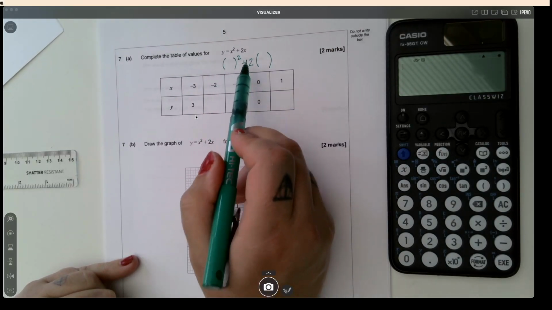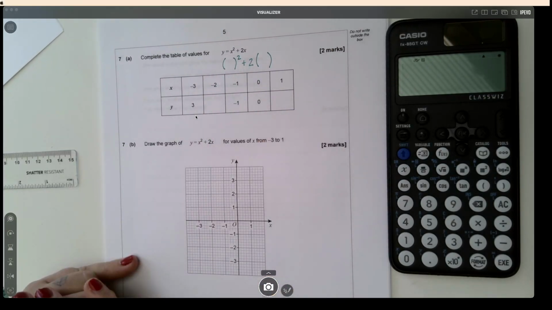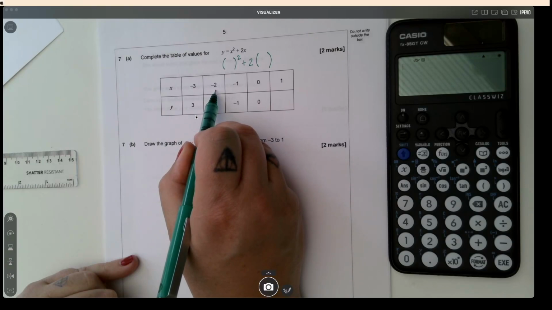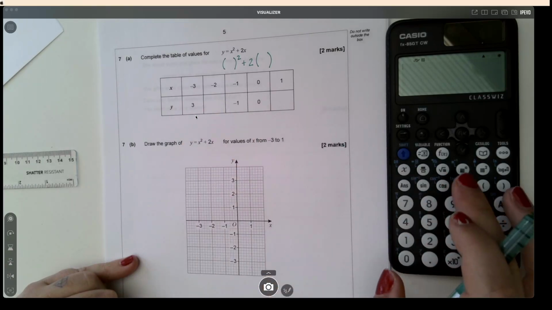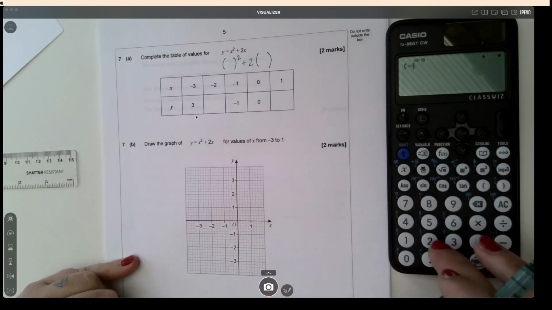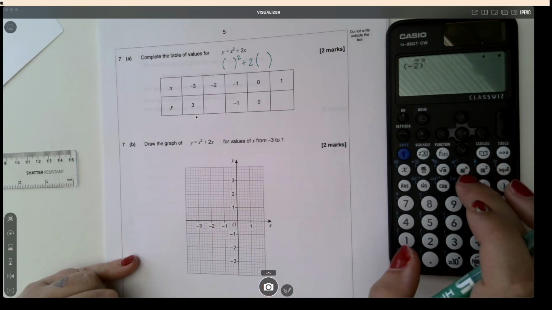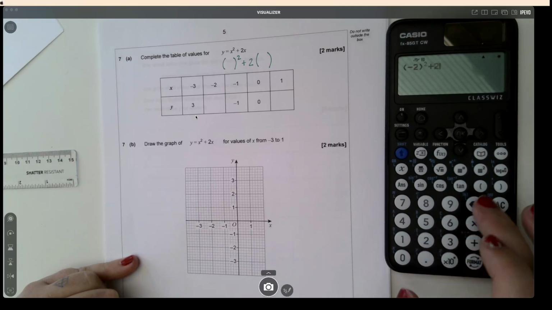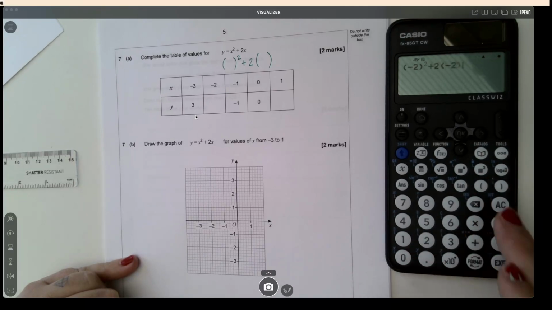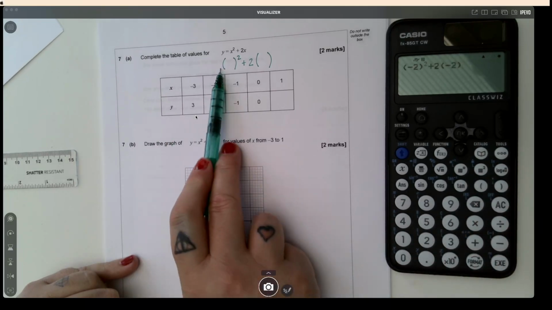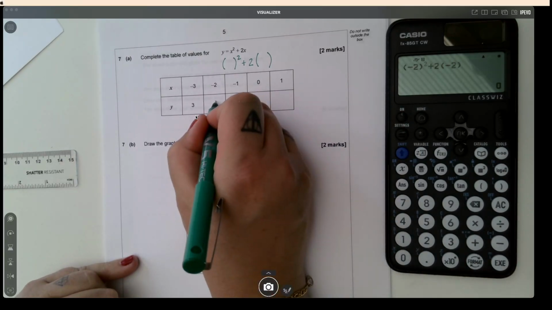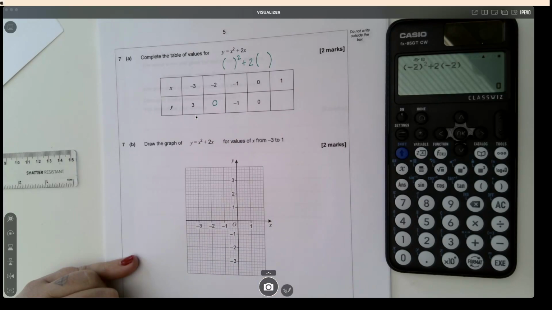So where I've put brackets here, that's how I'm going to enter it into my calculator because it's going to save me some time later on. So I'm going to start with this first x value here of -2. So bracket -2 squared, add 2 times -2. So you can see where I've got brackets here, I've got brackets in my calculator. And I'm going to press equals. That gives me a value of 0.